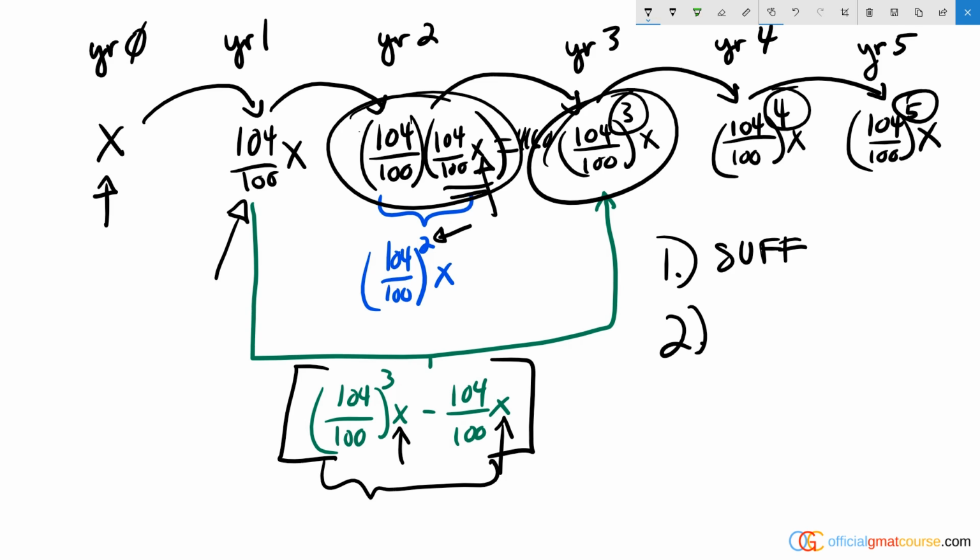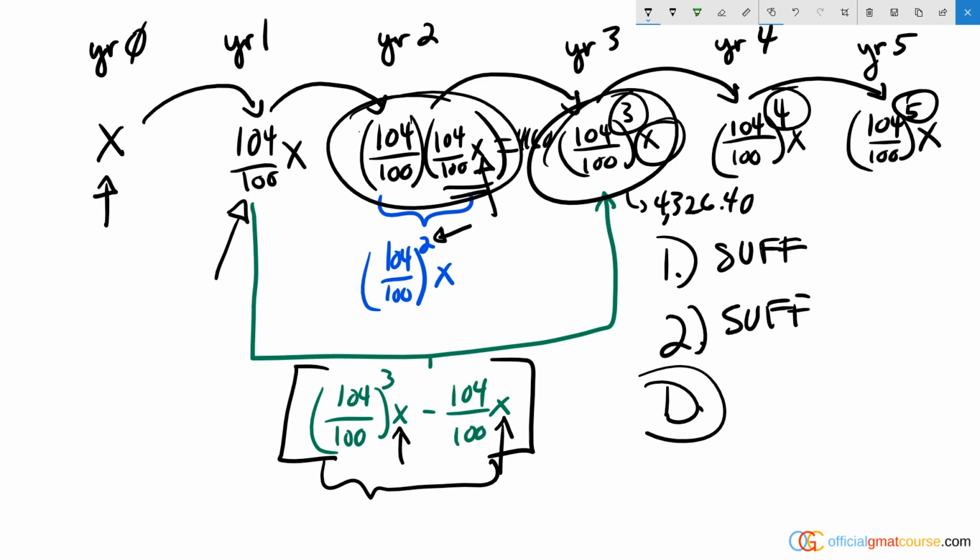So this is equal to 432640 and 4326.40. And that means we can definitely solve for x here. So that is also sufficient. And our answer must be answer choice D.